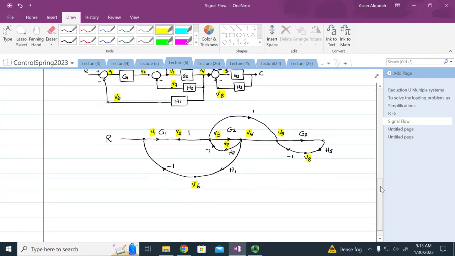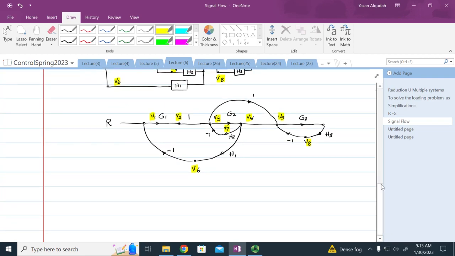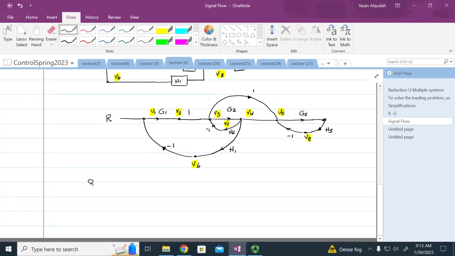Now what we're going to look at next is how we can take this signal flow and do some simplification to it before we apply Mason's rule. So one of the simplifications that we can do is that if we have a node that has a single flow in and a single flow out, we can remove it.